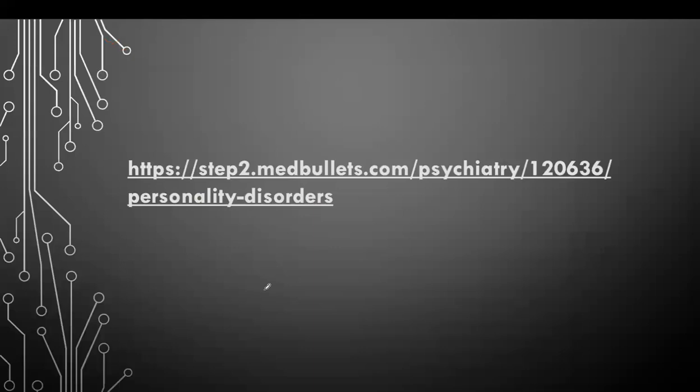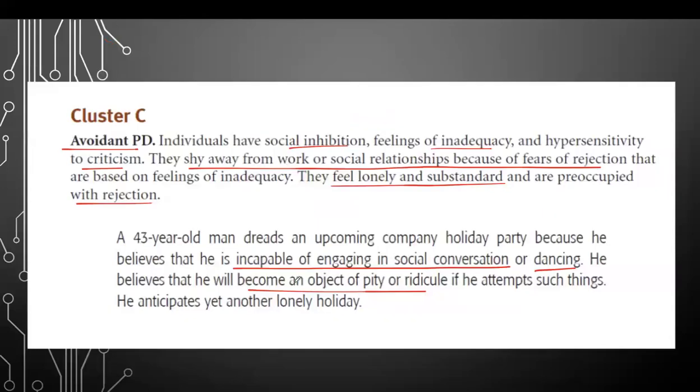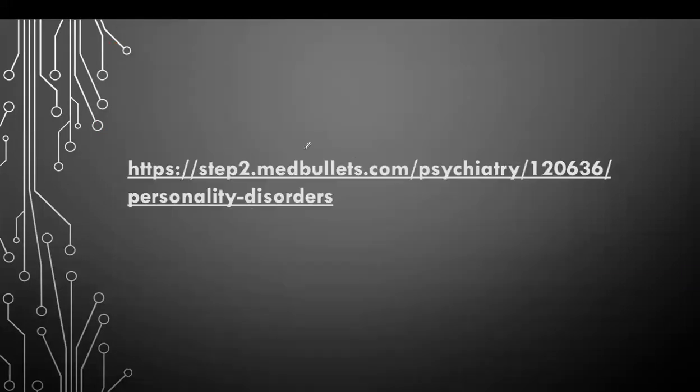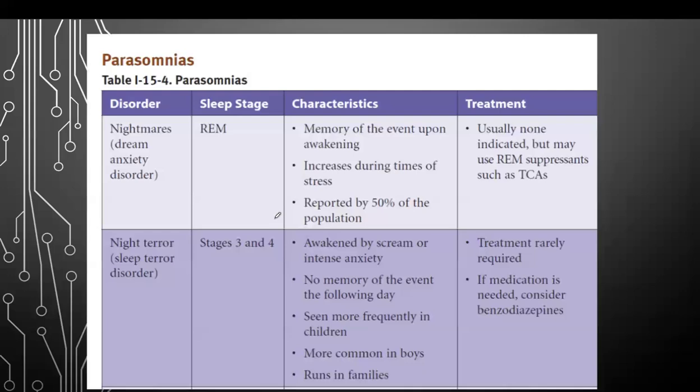So these are the cluster C people: avoidant, then dependent, and OCPD. In the Med Bullets, you can also learn some of these personality disorders, and they have some other examples which you should go through.